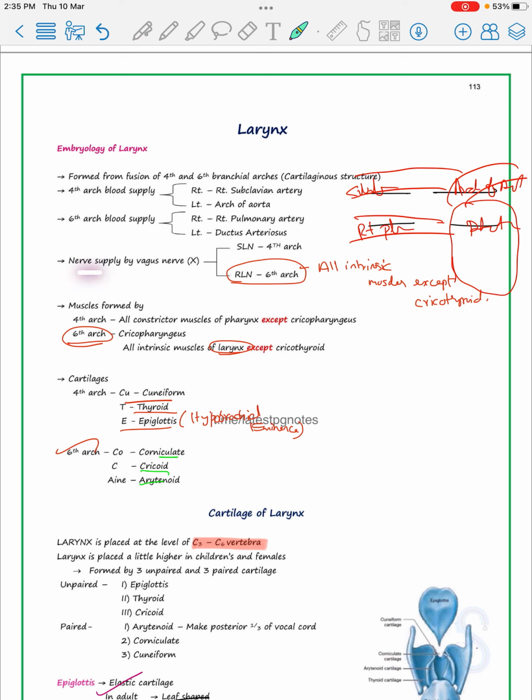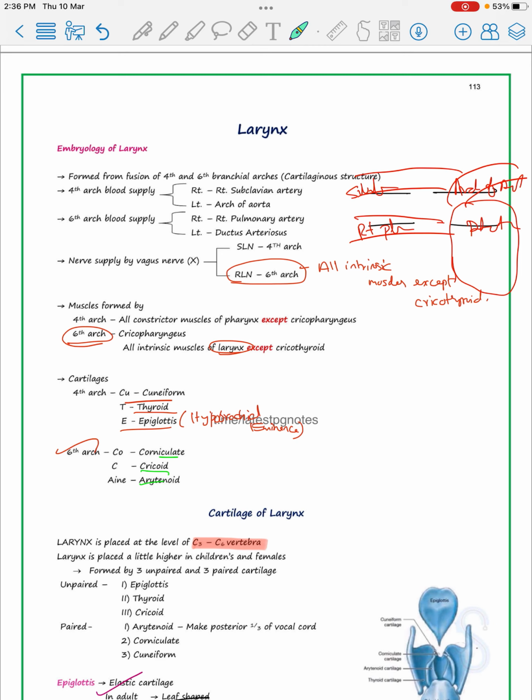Then when we see about the nerve supply, it's superior laryngeal nerve for the fourth arch and recurrent laryngeal nerve for the sixth arch. Superior goes for 4 above. Then this recurrent laryngeal nerve supplies all the muscles except the cricothyroid, where the cricothyroid is supplied by the external laryngeal nerve.